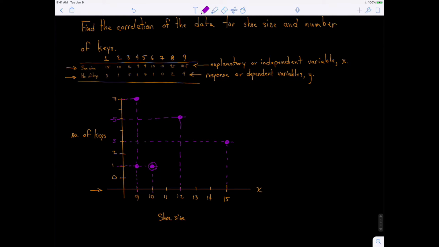Let's see. So those are 10, 1. We have a 10, 0. 10, no keys at all. And then we have a 9.5, 2. So that's going to be right in here. And a 10.5 be right between 11 and 10. That person goes all the way up to 4 keys.